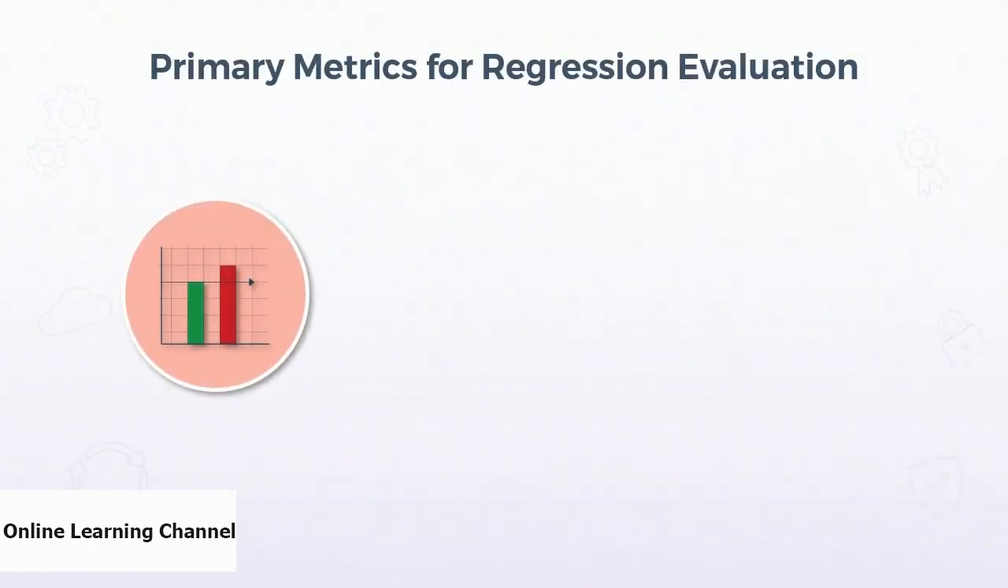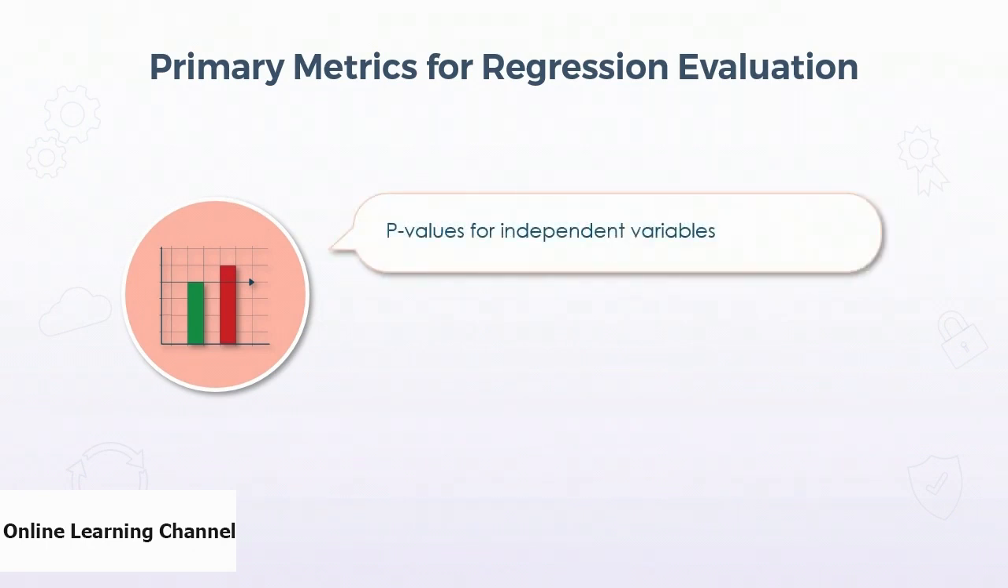Now, another mechanism for evaluating your model is to produce the p-values for your independent variables. The idea behind p-values is that they can tell you the significance that they played in producing a result. So any variables that had a bad p-value, meaning that they were insignificant, can be removed from the model to make it more efficient and hopefully more accurate.